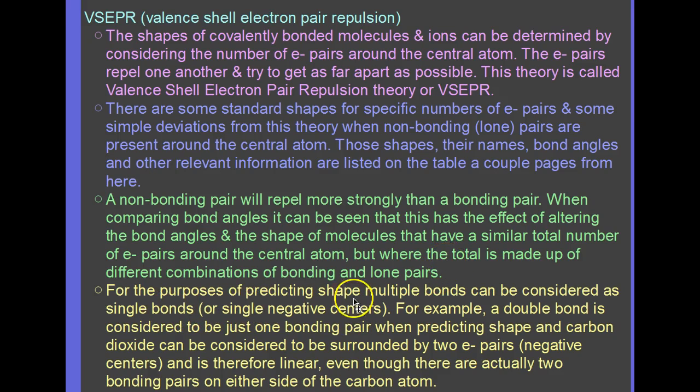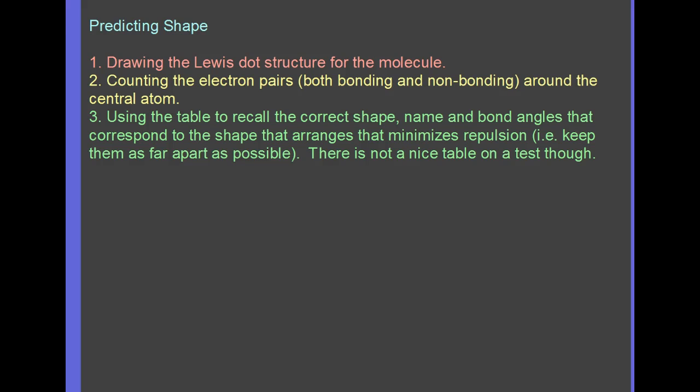So for the purposes of predicting shape, multiple bonds can be considered as single bonds or single negative centers. For example, a double bond is considered just to be one bonding pair when predicting shape, and carbon dioxide can be considered to be surrounded by two electron pairs, negative centers, and is therefore linear, even though there are actually two bonding pairs on either side of the carbon atom. That was kind of a sidetrack there.